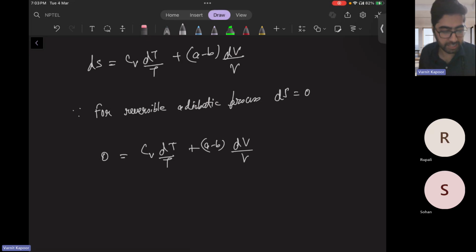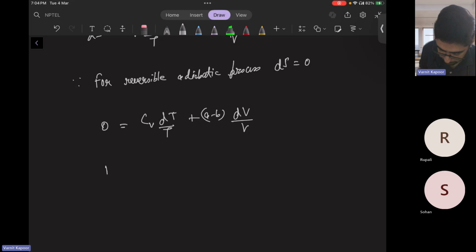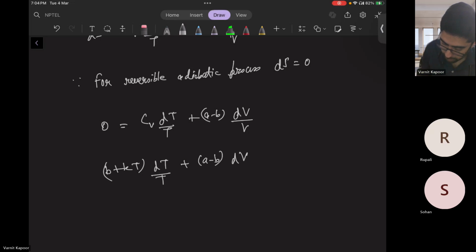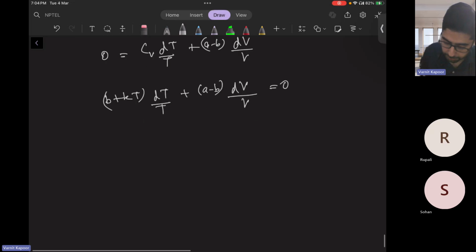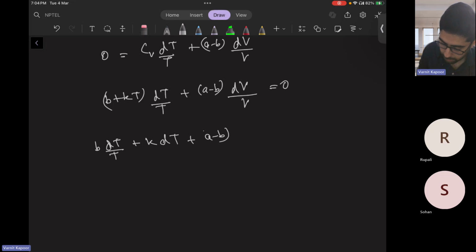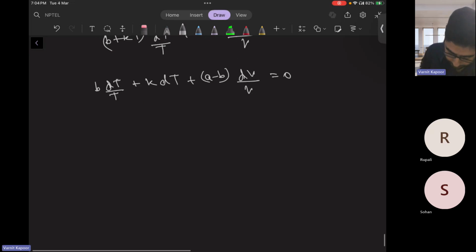And Cv is given to be B plus Kt. So put this: B plus Kt times dT by T plus A minus B dV by V is equal to 0. Okay. Separate the terms. So this is B times dT by T plus K times T by T cancels out, so it's K dT only, plus A minus B times dV by V is equal to 0. Now you can integrate.